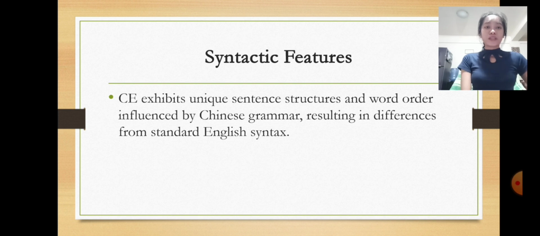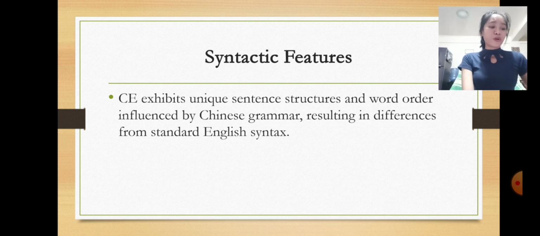Let's tackle next the syntactic features. Chinese English exhibits unique sentence structures and word order influenced by Chinese grammar, resulting in differences from standard English syntax. For example, in standard English, I am going to the store, while Chinese English says, I go store. So they only say the important words, as long as they understand the meaning.